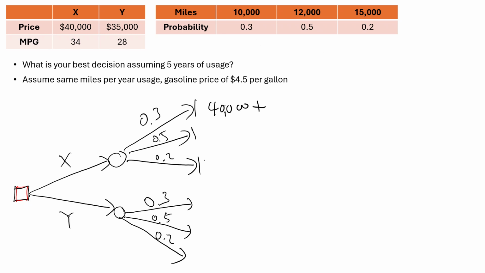there's also the cost for the fuel, right? So for any given year, the 30% is associated with 10,000 miles. So you drive 10,000 miles per year. You do this for 5 years.